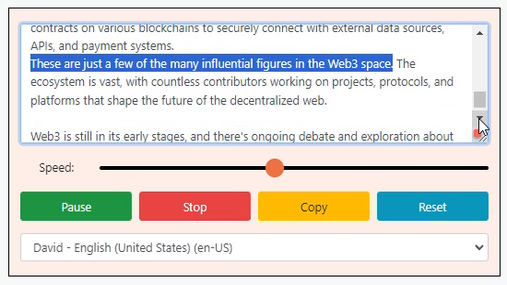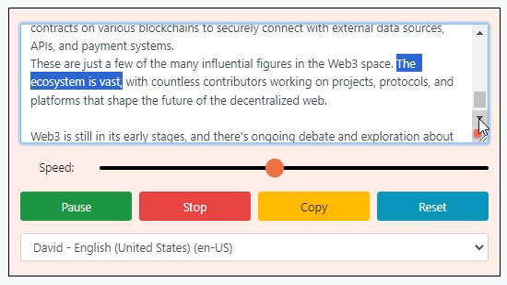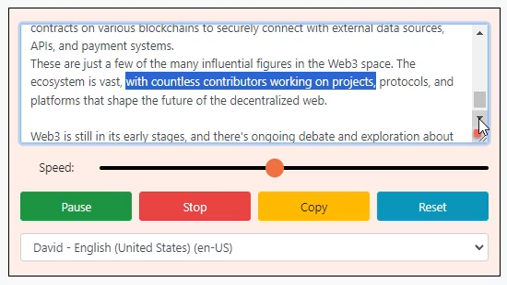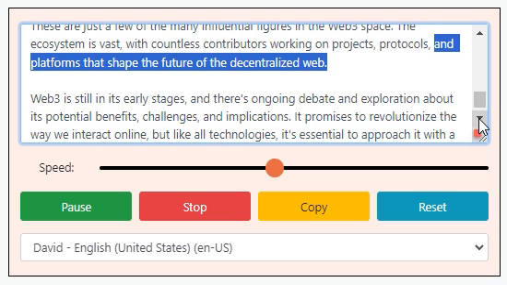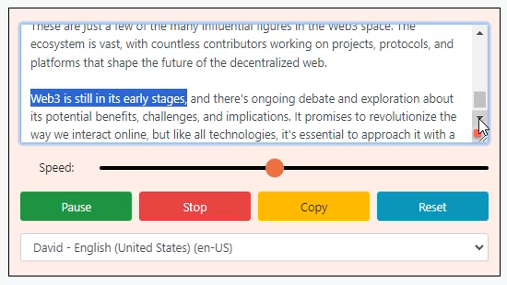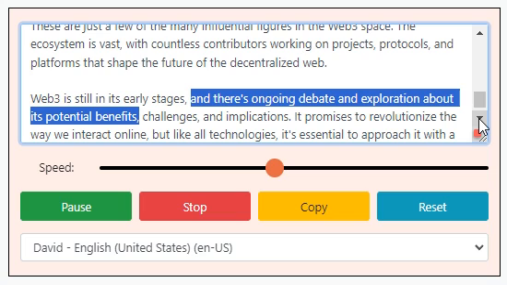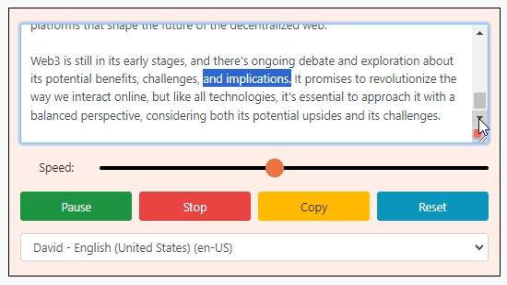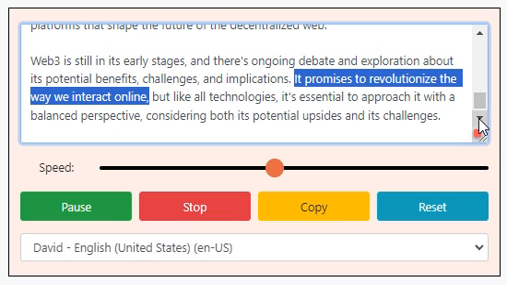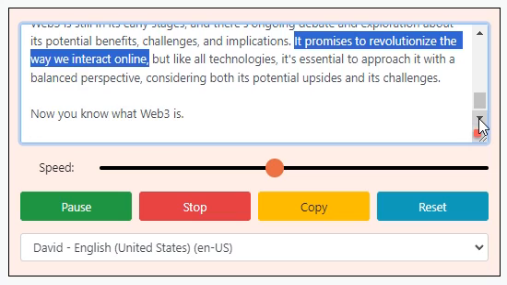These are just a few of the many influential figures in the Web3 space. The ecosystem is vast, with countless contributors working on projects, protocols, and platforms that shape the future of the decentralized web. Web3 is still in its early stages, and there's ongoing debate and exploration about its potential benefits, challenges, and implications. It promises to revolutionize the way we interact online.